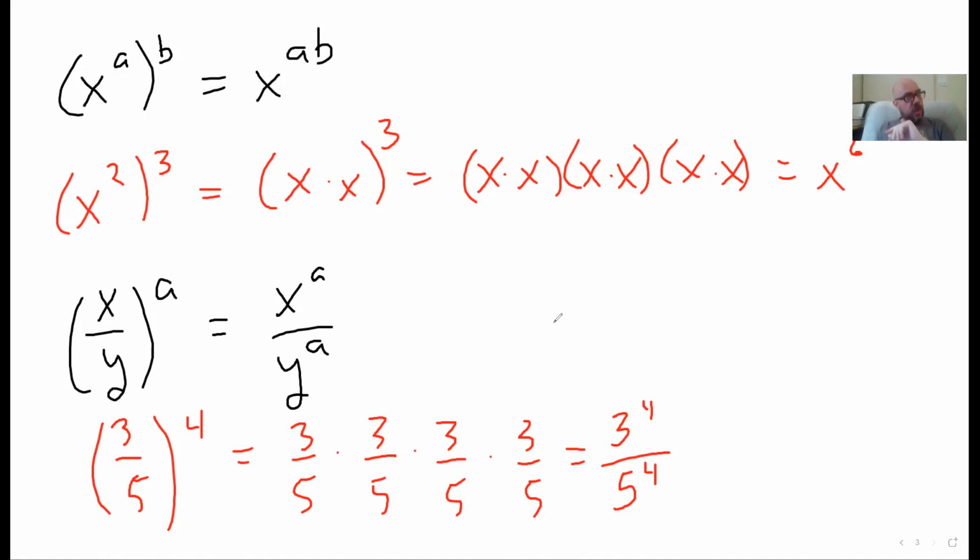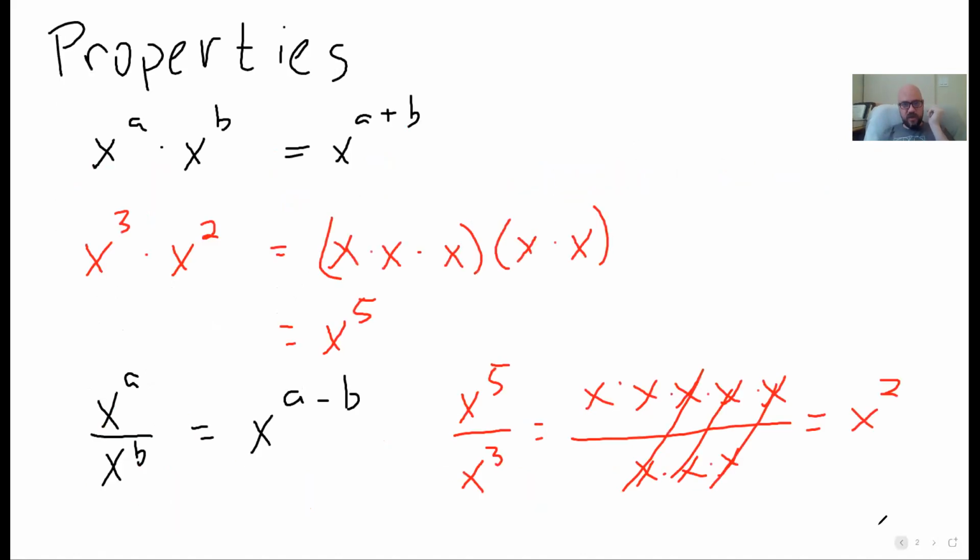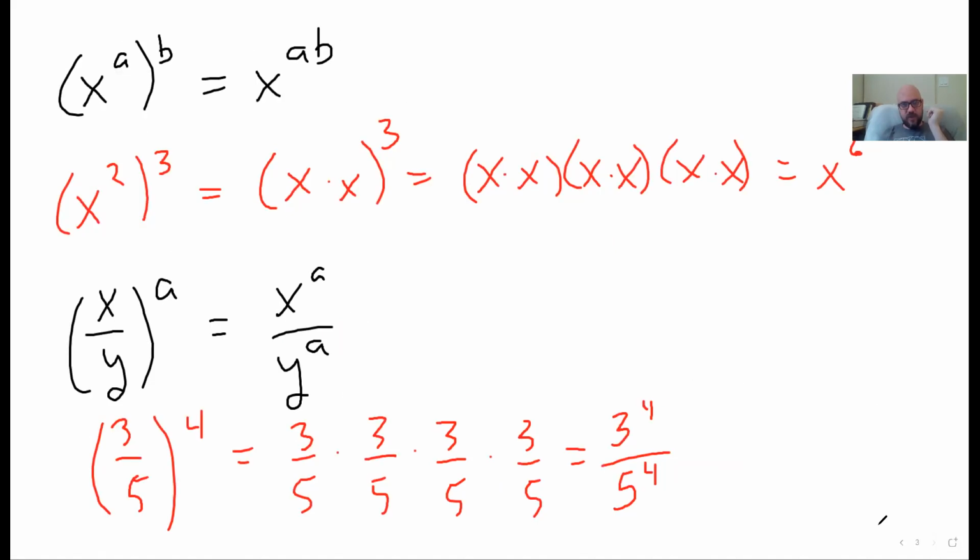All right, let me make sure. I think that's all the ones I want to hit. Let me make a quick check here. Multiply, divide, power to power, fractions. Yes. So those are the 4 basic ones that I really want to hit. And then there's 2 others that I want to do.